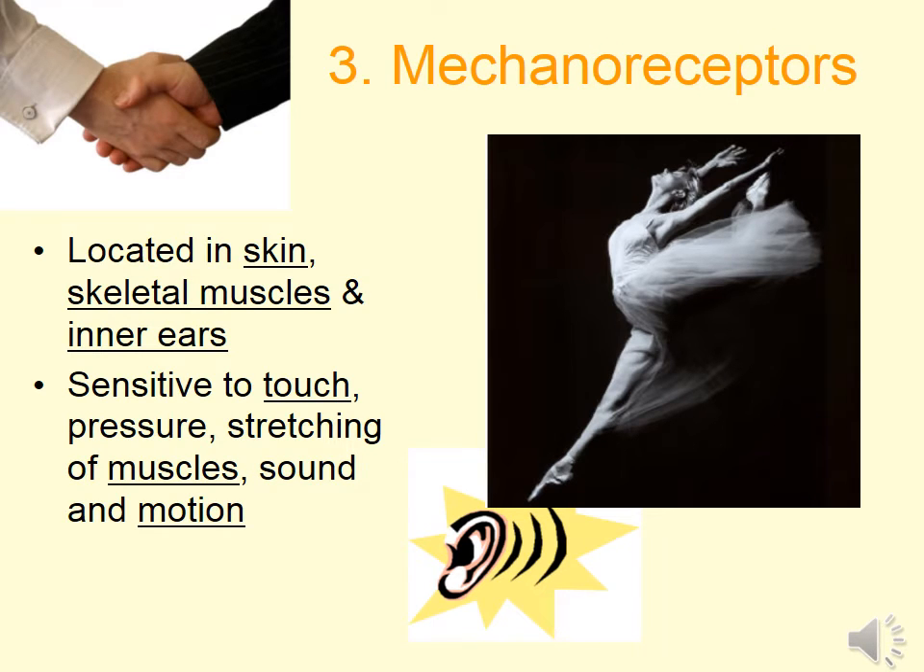So the next ones are mechanoreceptors. They are located in the skin and skeletal muscle and in the inner ear, so they're inside your ear. They are sensitive to touch, pressure, stretching of muscles, sound, and motion. So these sensors sense movement and touch. Stretching of muscles is how you know that your arm is where it is. If you stretch it out, even if you close your eyes and can't see your arm, you can feel your muscles stretching. It also helps you locate your feet, even though they're underneath the table. You kind of know where your feet are.